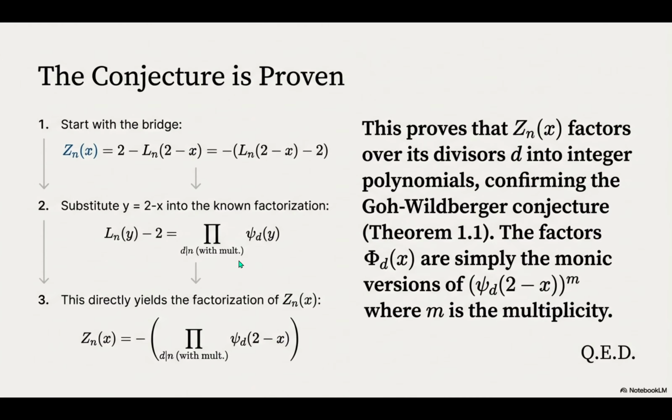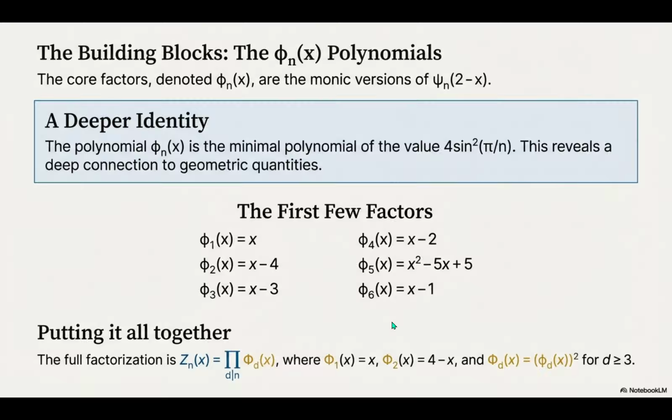The sources show that phi n of x is the minimal polynomial of the value 4 times sine squared of pi over n. So the fundamental algebraic factors are rooted in a geometric value. It's literally 4 times the spread for a certain arrangement of lines. The algebra is reflecting the geometry it came from. It's a perfect closed loop. The geometry needs algebra, and the algebra's factors are fundamentally geometric.